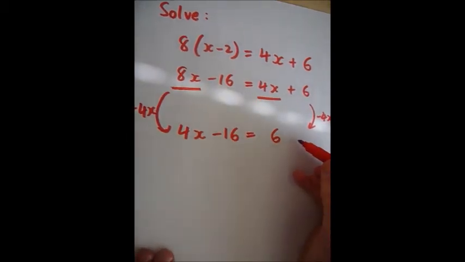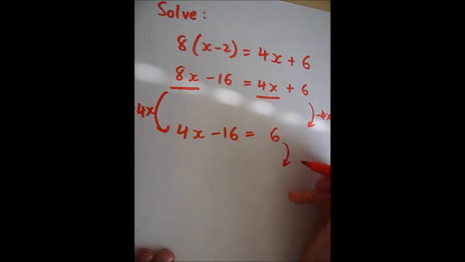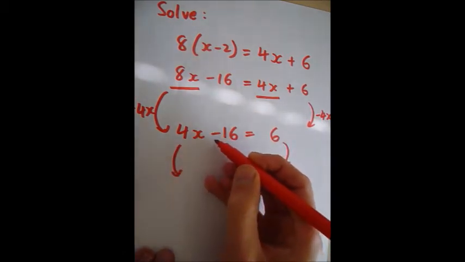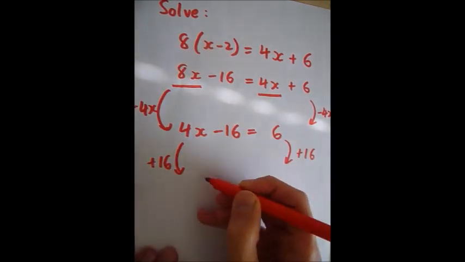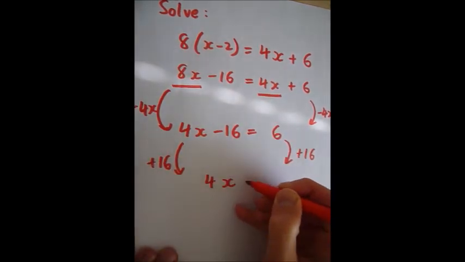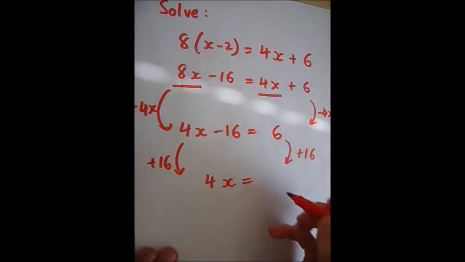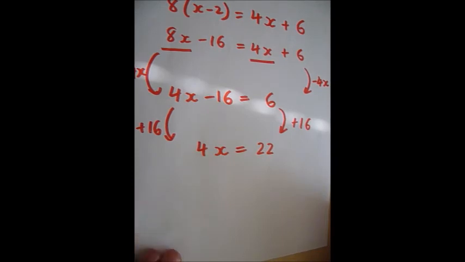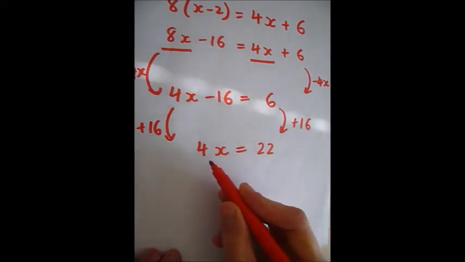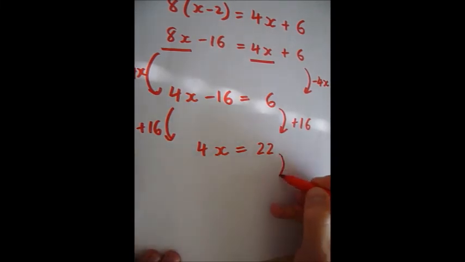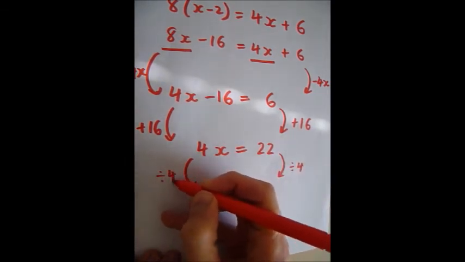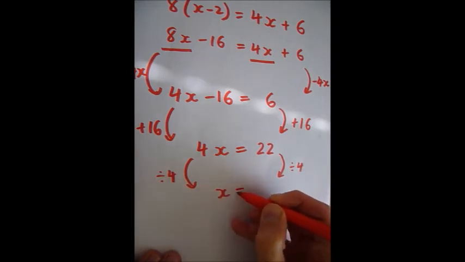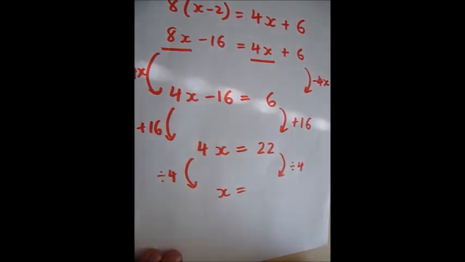So I've got to work backwards, I've got to use my inverse operations. So the inverse of subtracting 16 is adding 16. So that tells me that 4x, 4 lots of my number, is equal to 6 add 16, which gives me 22. So if 4 times my number is 22, to find out my number I need to divide by 4, and that will give me the answer, the value of x. So x equals 22 divided by 4.